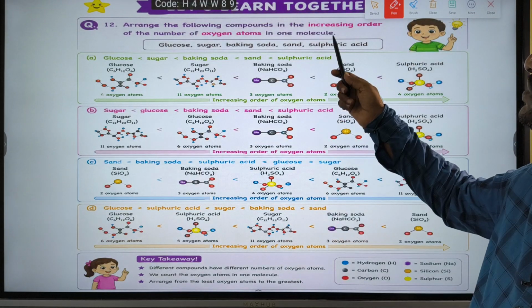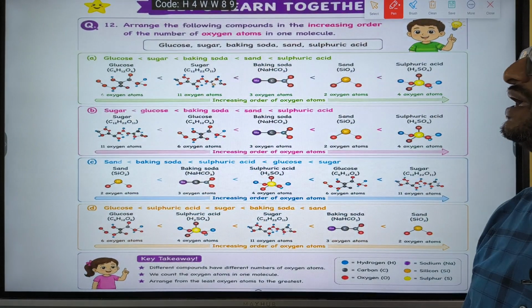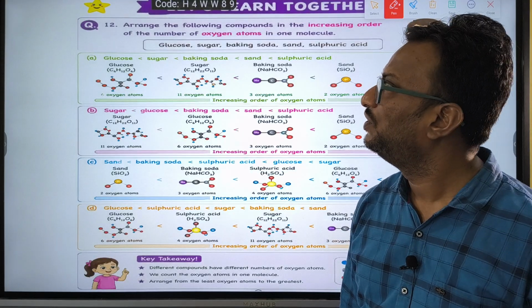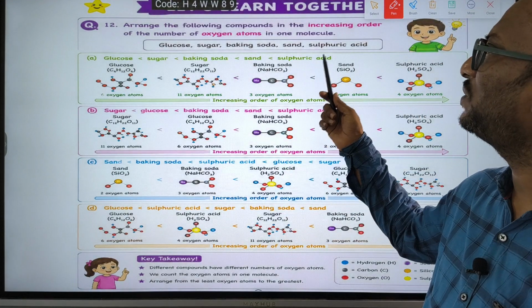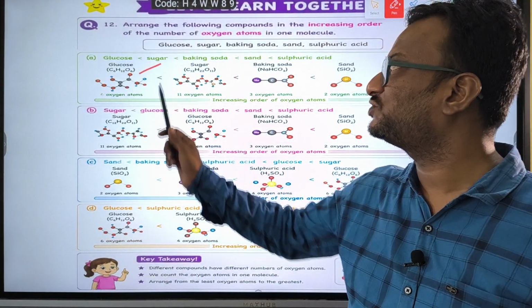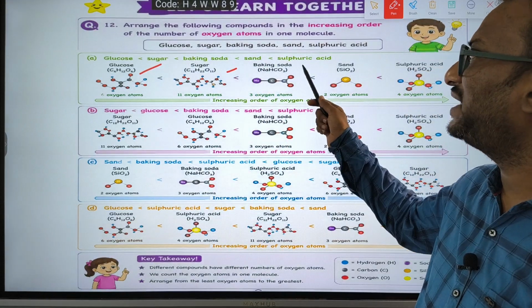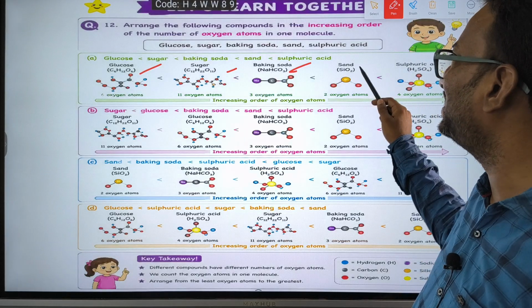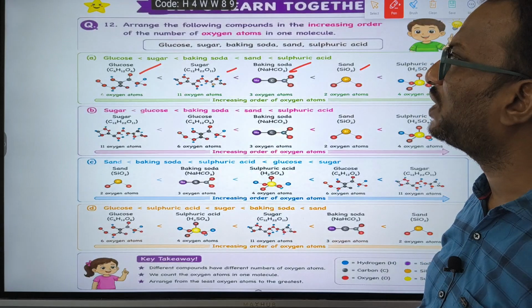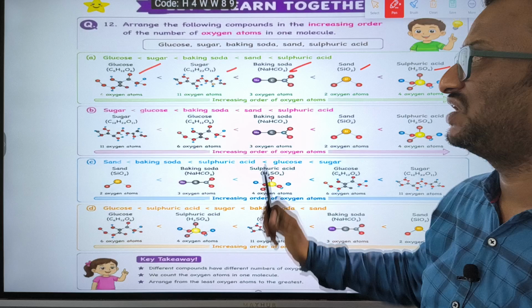Arrange the following compounds in the increasing order of number of oxygen atoms. Glucose, sugar, baking soda, sand, sulfuric acid. Glucose C6H12O6, sugar C12H22O11, baking soda NaHCO3, sand SiO2, sulfuric acid H2SO4. We have to write in increasing order of the number of oxygen atoms.